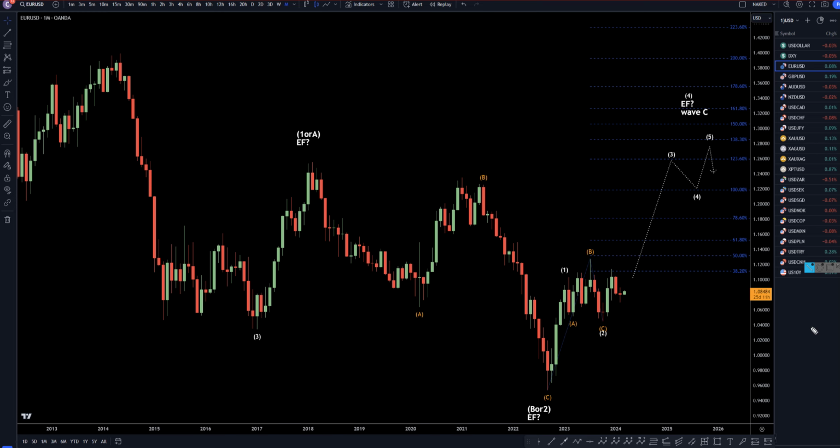Today is Monday, March 4th, and this is my analysis of the Euro US dollar, starting on the monthly, working my way down to the 1 hour time frame for the full top down analysis.